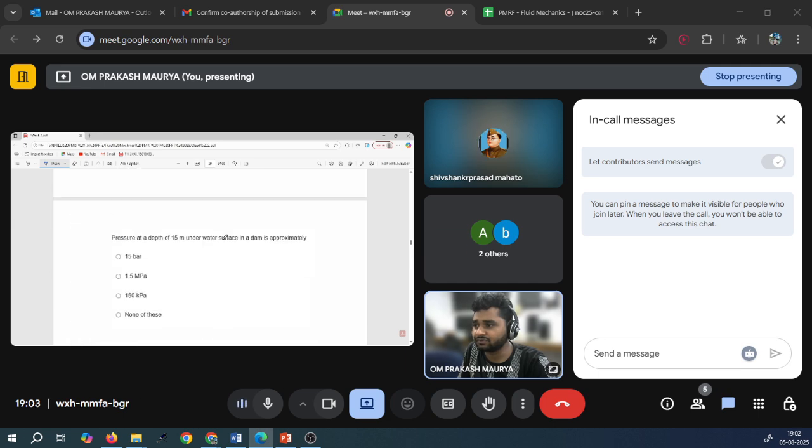This is your first question. The pressure at a depth of 15 meter under the water surface in a dam is approximately: 15 bar, 1.5 megapascal, 150 kilopascal, or none of the above. Which option will be correct? Please everyone try to solve and write your answer in the chat box.